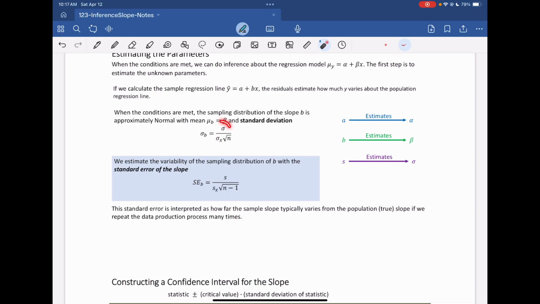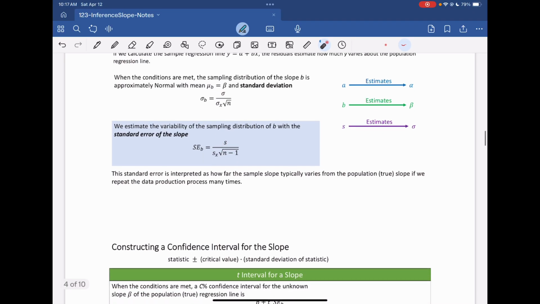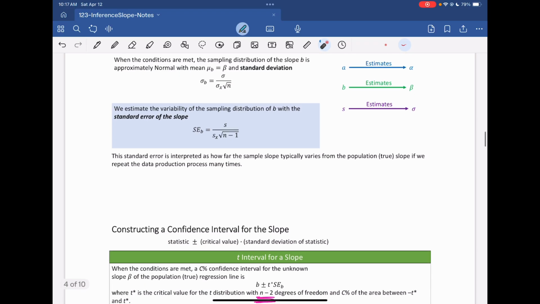So we can't use sigma. We don't usually have the sigma. So we're going to use the standard deviation of the sample. And in that case, this is the standard error of little b. So the standard error of slope is using this formula with the standard deviation of the sample. And in that case, for the critical value, we're going to use t star, since we are using the standard deviation of the sample.